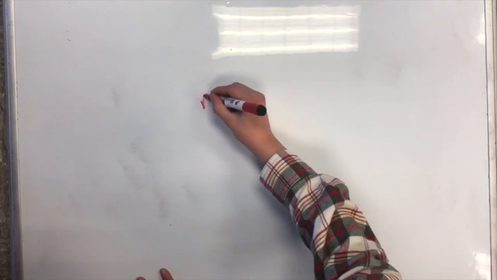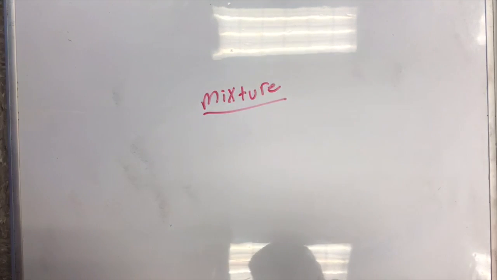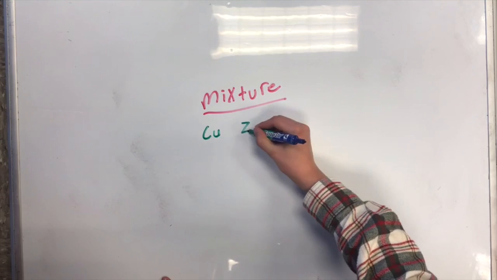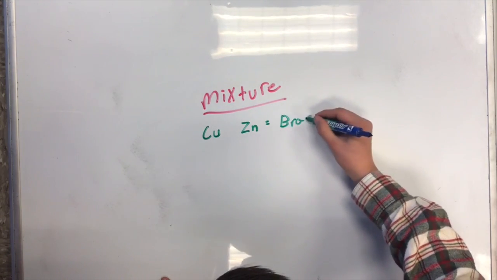Another type of matter is a mixture. A mixture is when different types of atoms are mixed together, but not chemically bonded together. For example, a metal alloy brass is a mixture because it combines copper, or Cu, and zinc, or Zn.